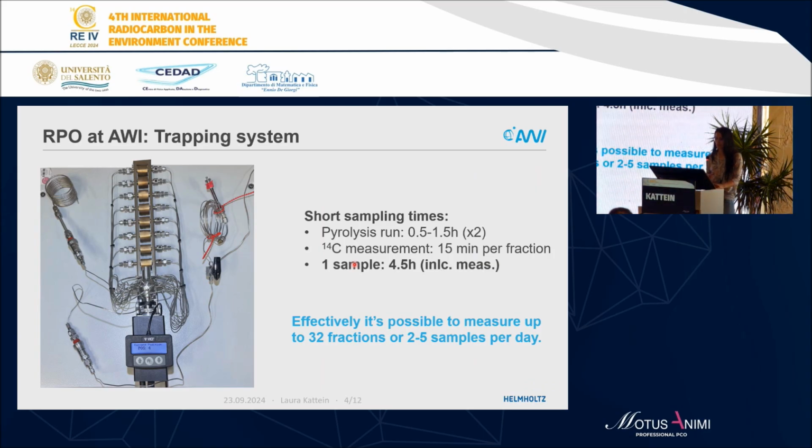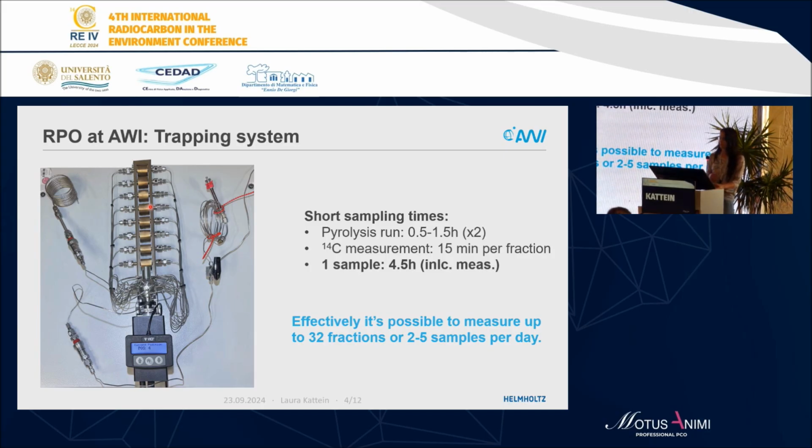Now, the fact that we measure our 14C as gas, our CO2 as gas, and that we use it in combination with this zeolite trap system saves us a lot of time because we don't have to graphitize our samples and we don't need a secondary combustion step.